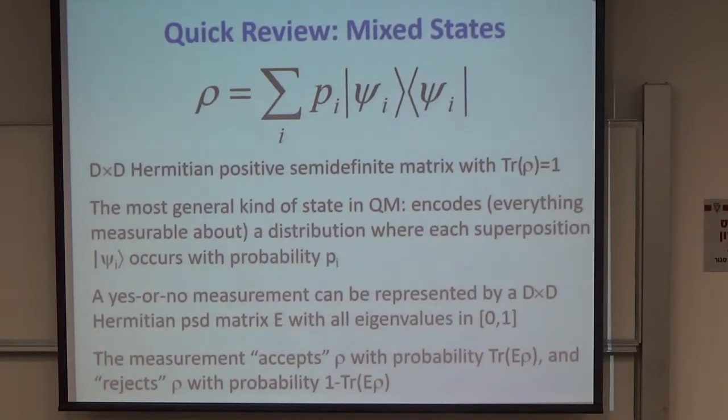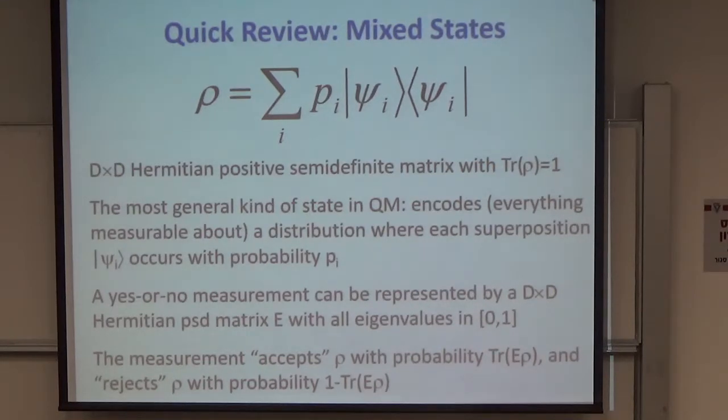I'll just describe it as follows: any two-outcome POVM we can think of as being represented by a d by d Hermitian positive semi-definite matrix. I'll call that matrix E. Now its trace does not have to be 1. All we require is that all of the eigenvalues of E are between 0 and 1. For those who know, I'm thinking of E as just the accepting POVM element.